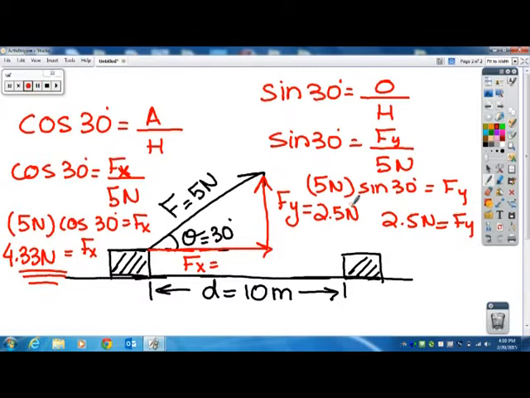So literally this box is being pulled to the right with a force of 4.33 newtons. And simultaneously the box is being pulled up with a force of 2.5 newtons. The net force, the resultant force, being shown as 5 newtons at an angle of 30 degrees. So the question still has to be answered. What's the work done on the object as it moves 10 meters to the right? So you're simply going to use your work equation.